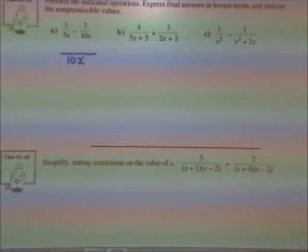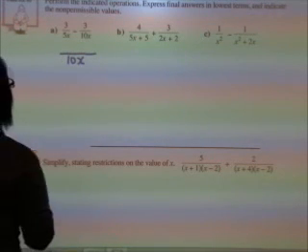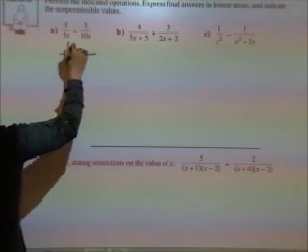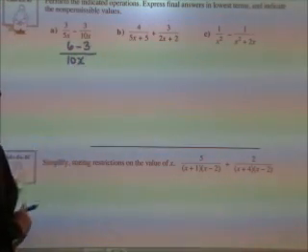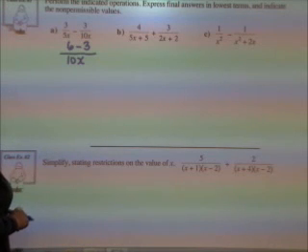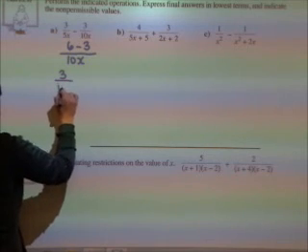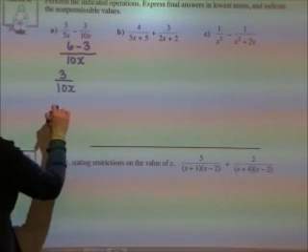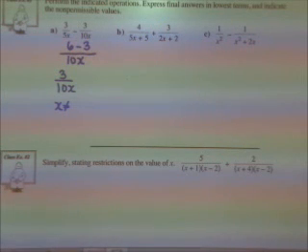So what would I have to multiply the first expression by in order to get to that common denominator of 10x? 2. So I multiply the top by 2 and I get 6. And the second expression I don't need to change. So now I have 6 minus 3, so my final answer becomes 3 over 10x. And my non-permissible value is that x cannot equal 0. Good.